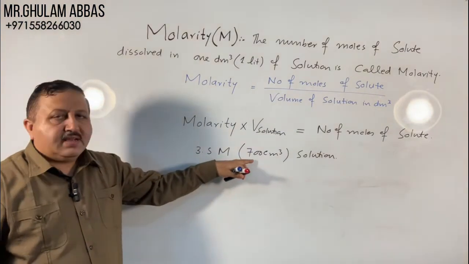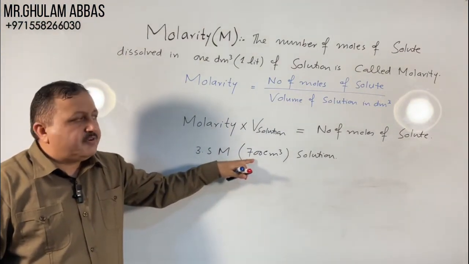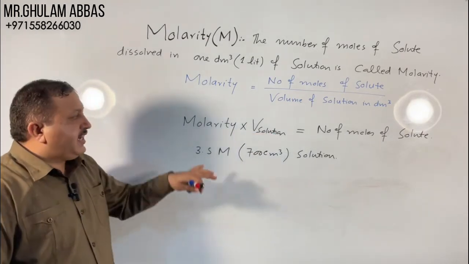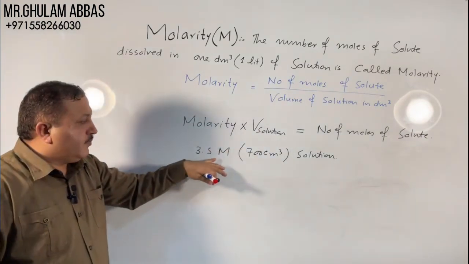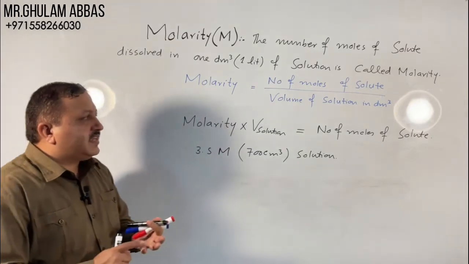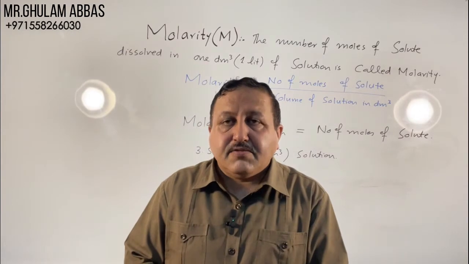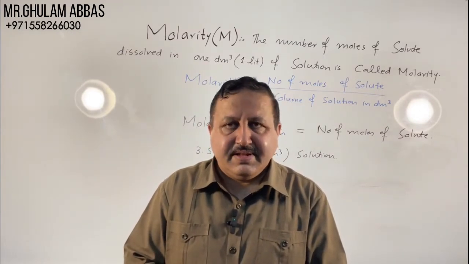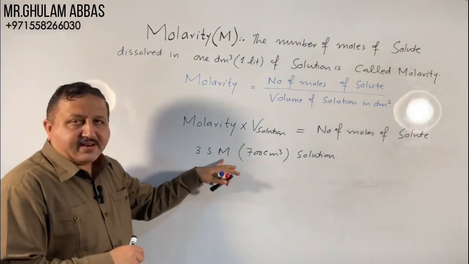A 3.5 molar, 700 cm cube solution is available. We want to calculate the number of moles. We need only molarity and volume in dm cube. In numericals, molarity is given in mole per dm cube, because we can tell from the units. The unit of molarity is mole per dm cube or molar.